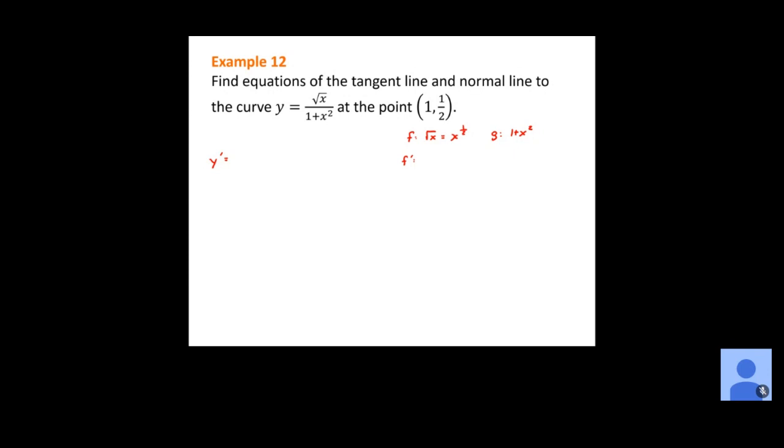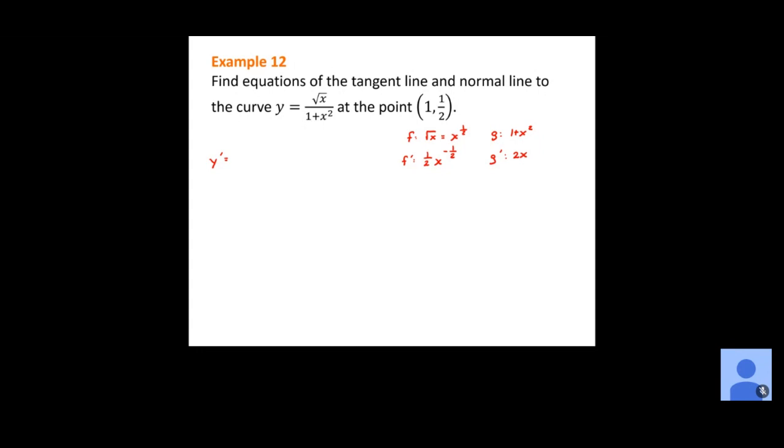Now we can use our power rule, which is going to give us 1/2 times x. And then what's the exponent going to be in this case? Remember, we have to subtract 1 from that exponent. So that gives us negative 1/2. Good. So there's our f prime. What about g prime? It's just going to be 2x. Good. Now we have all the pieces we need.